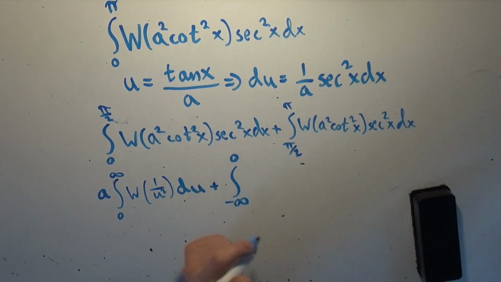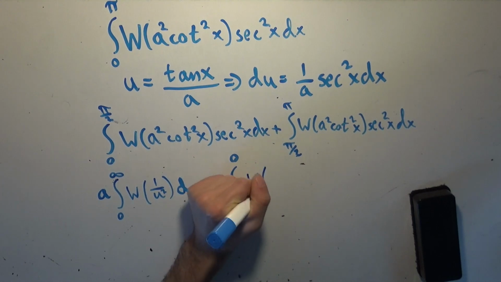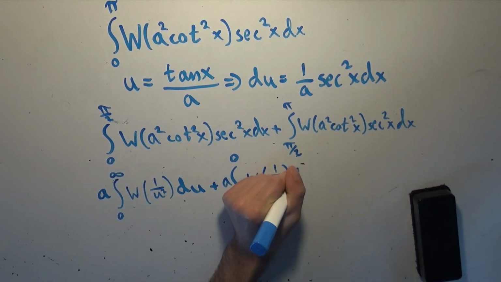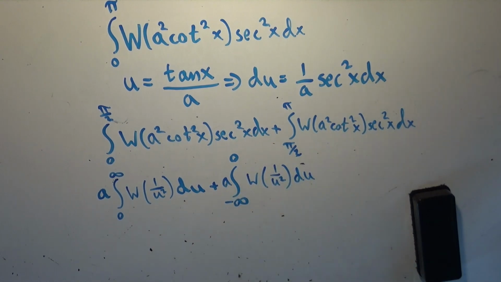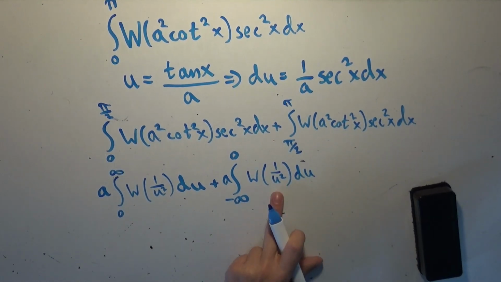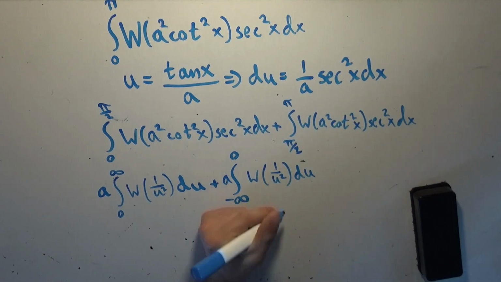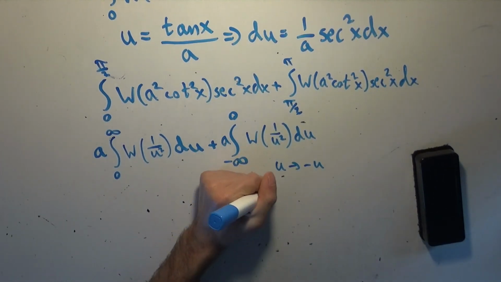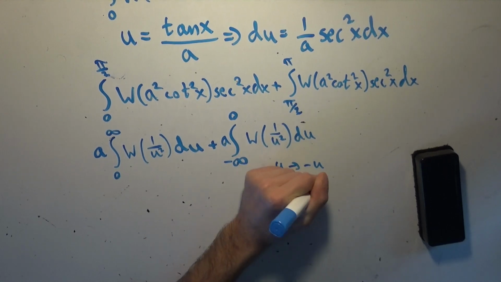And then we're still going to get w of 1 over u squared times a out the front times du. But now we need to be a little clever. We need to plug in negative u. So for this one, we need to replace u with negative u, right? Which means du is going to get replaced with negative du.